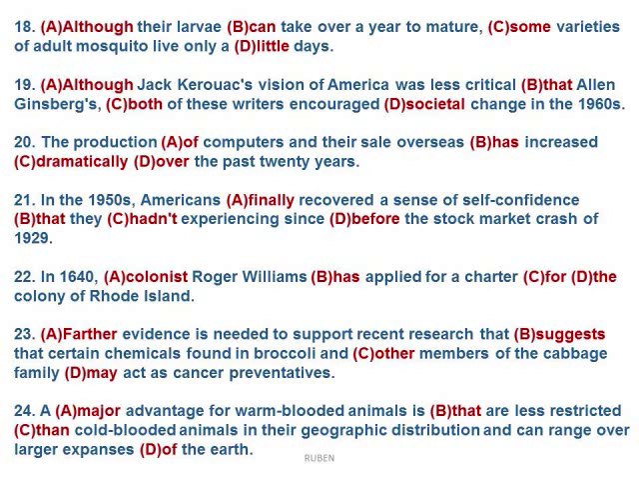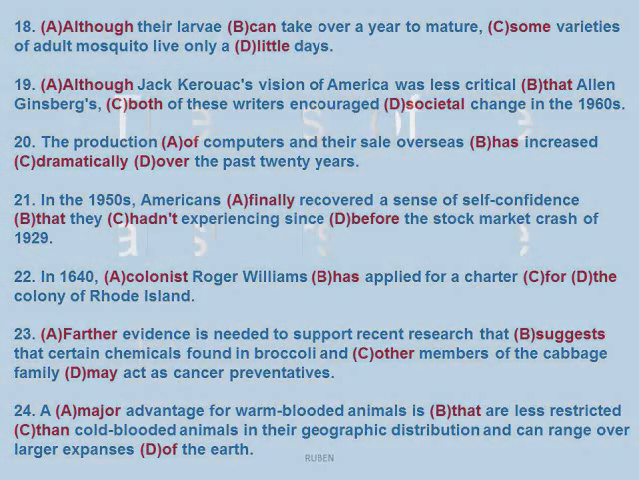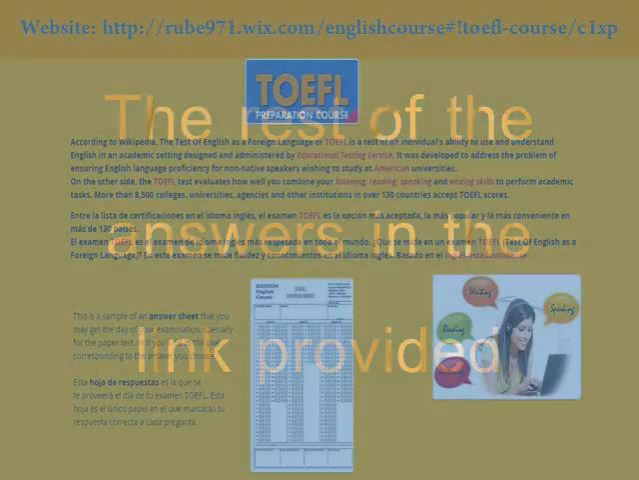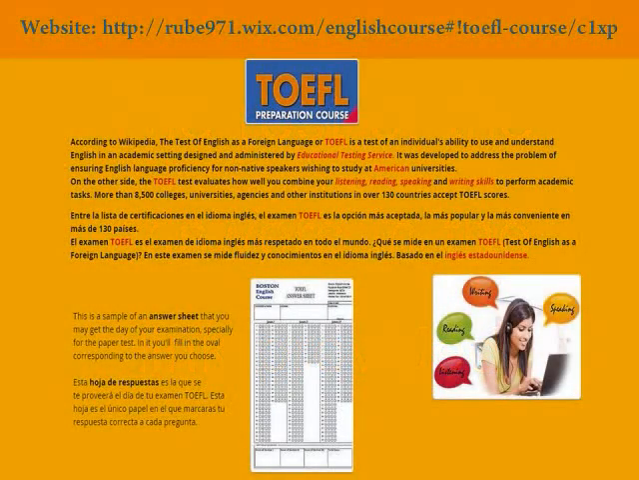Number 24. A major advantage for warm-blooded animals is that are less restricted. Incorrect. Letter B should be that they are less restricted. We need a pronoun right there. 25. The native animals of grasslands are adapted for running, leaping, or, okay, this is parallelism, and we need burrowing. Letter D is incorrect.